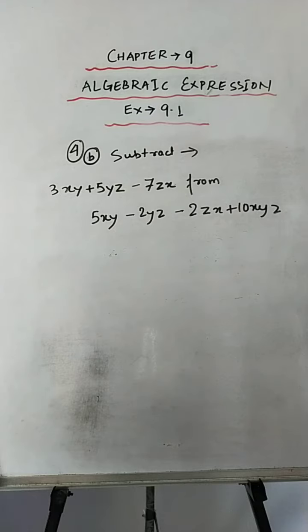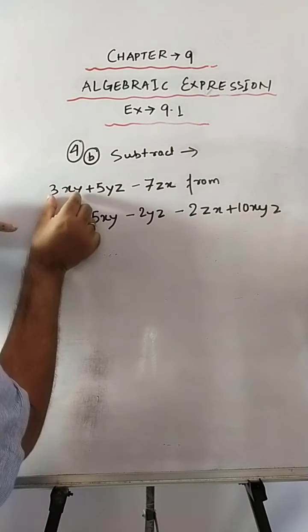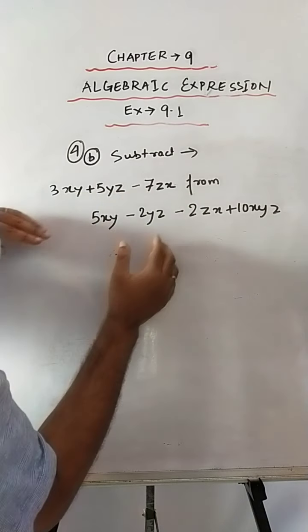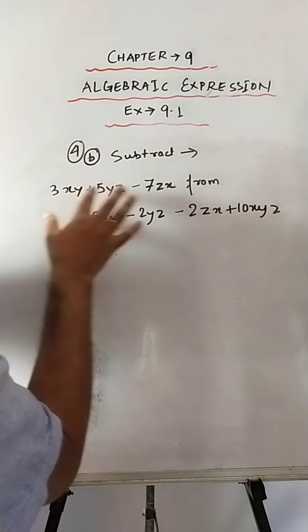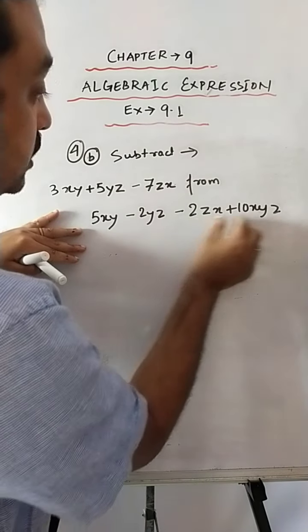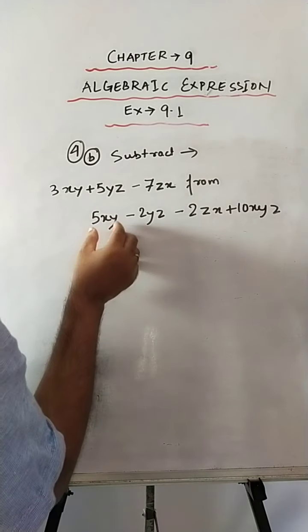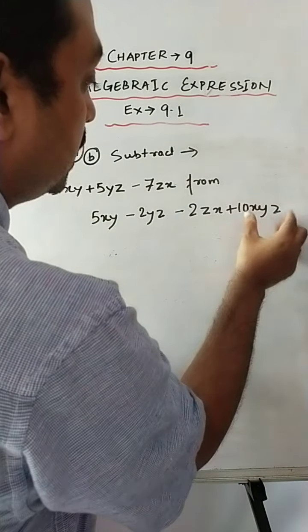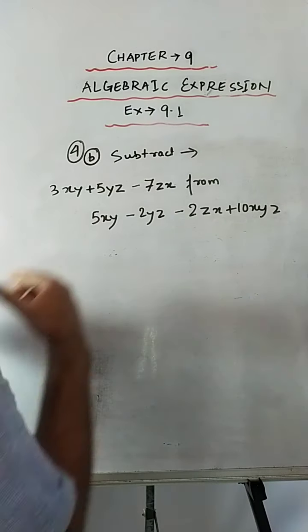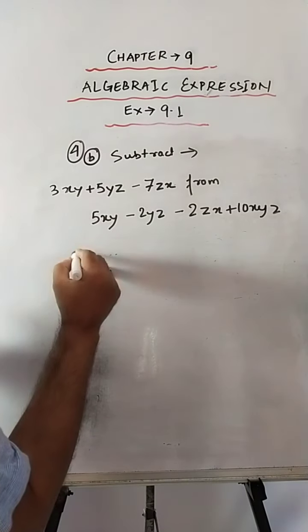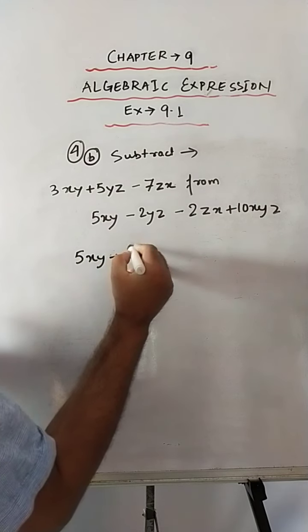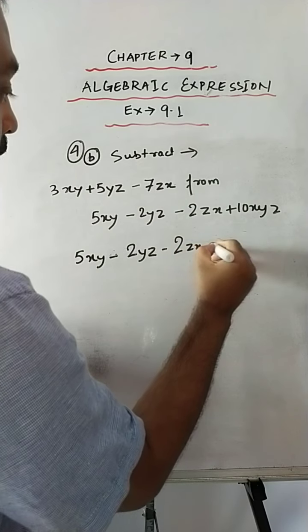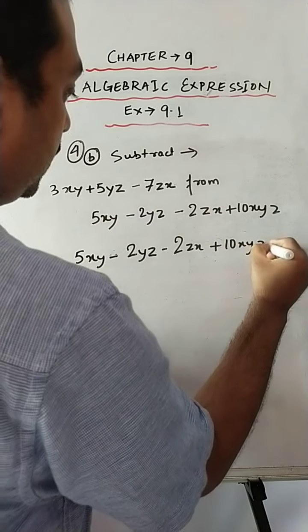Now this is sum number B. We have the first expression as 3xy plus 5yz minus 7zx. We have 3 terms here. And the second expression, from which you have to subtract this one, has 4 terms: 5xy minus 2yz minus 2zx plus 10xyz. So what is the first thing that we have to do? We have to write the second expression first. That is 5xy minus 2yz minus 2zx plus 10xyz.